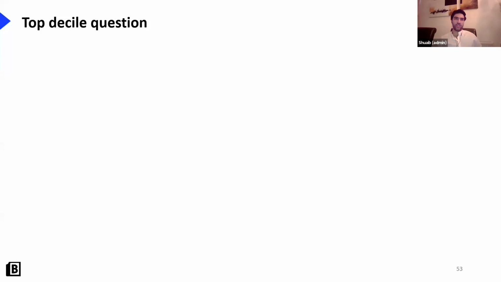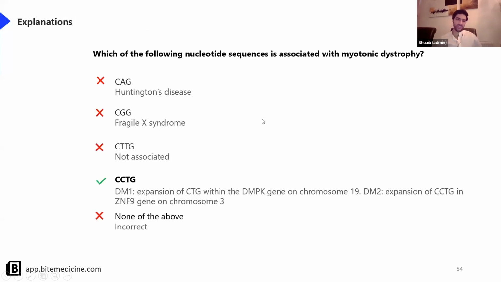Okay, so the majority of you went for CAG. So CAG is which disease? CAG is Huntington's disease. Obviously, you will never get asked something this difficult on your exam. This is meant to be top decile for a reason, but it's CCTG. Myotonic dystrophy is linked with either a CTG expansion or a CCTG expansion. So CTG is known as a trinucleotide repeat, and CCTG is a tetranucleotide repeat.